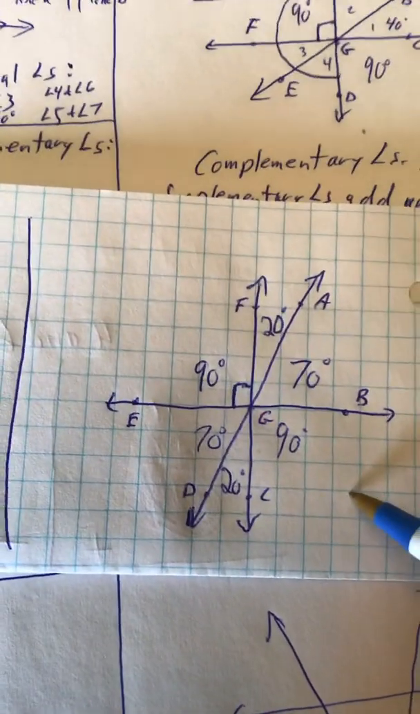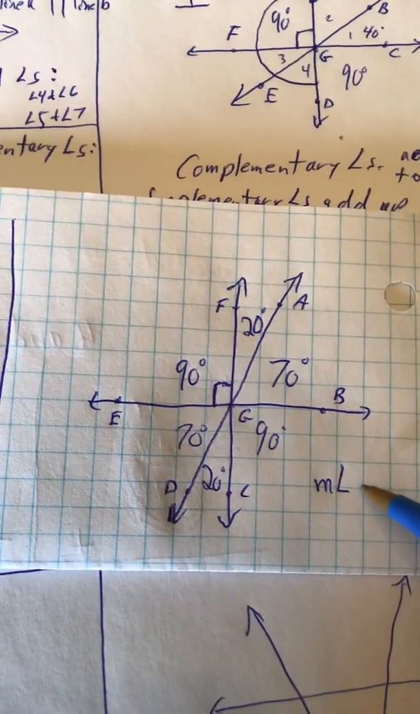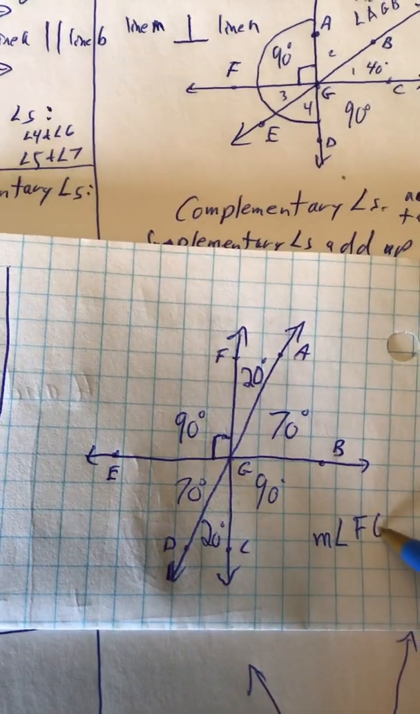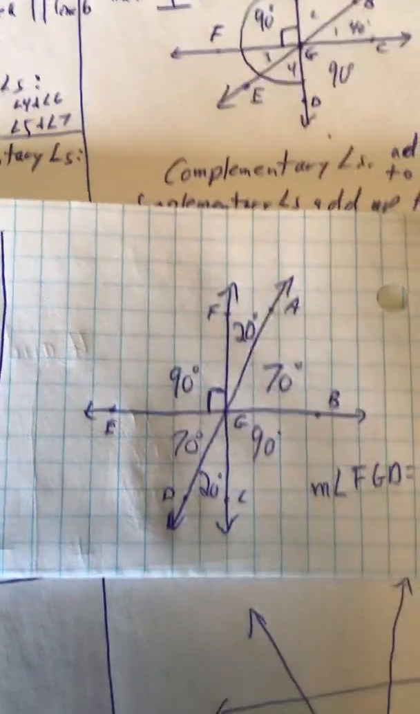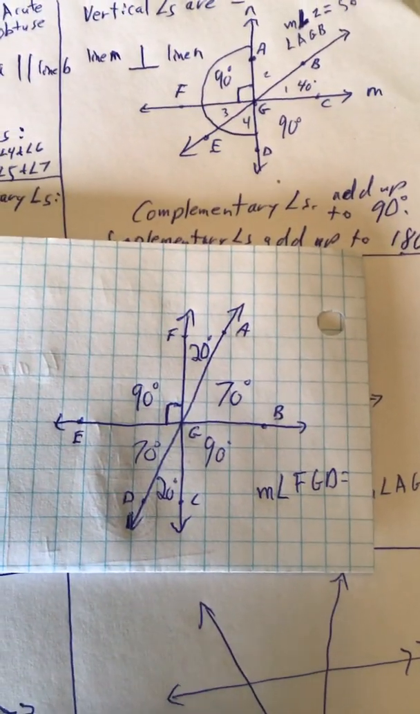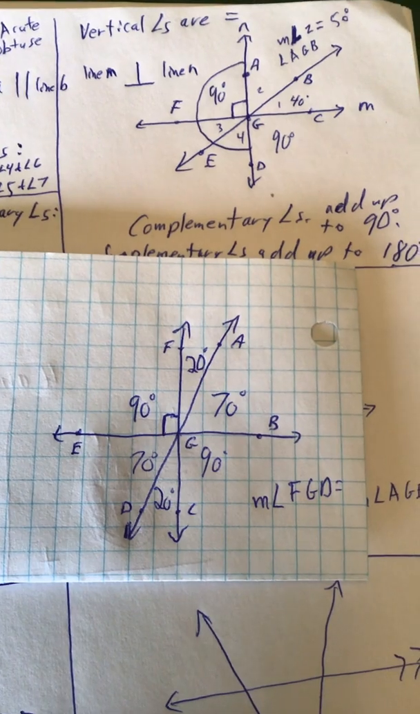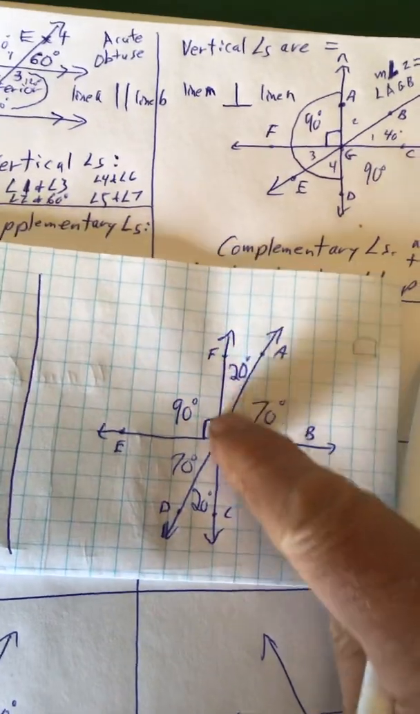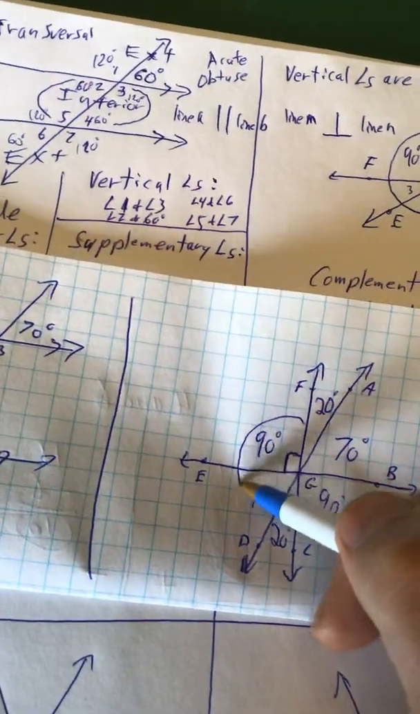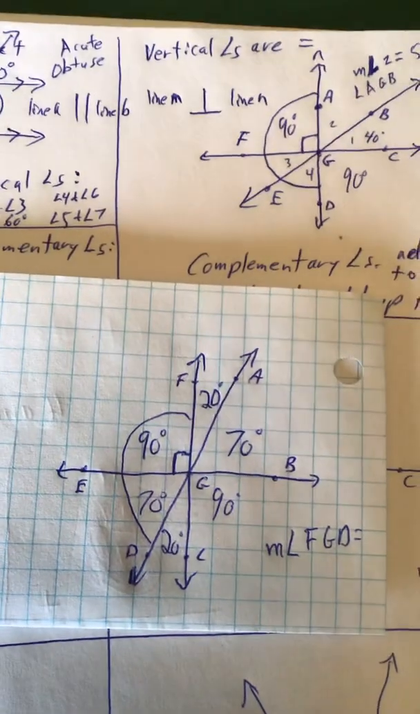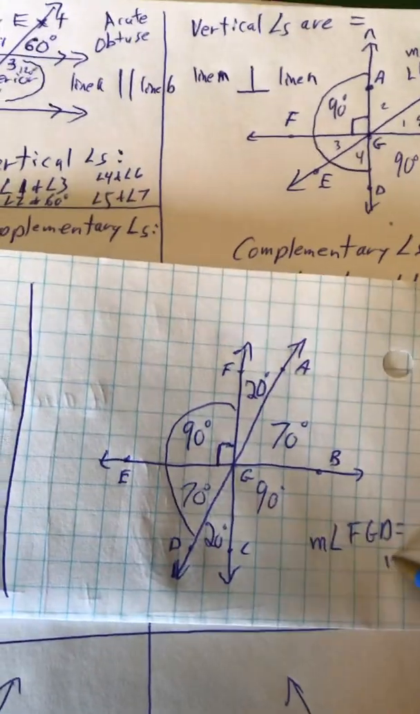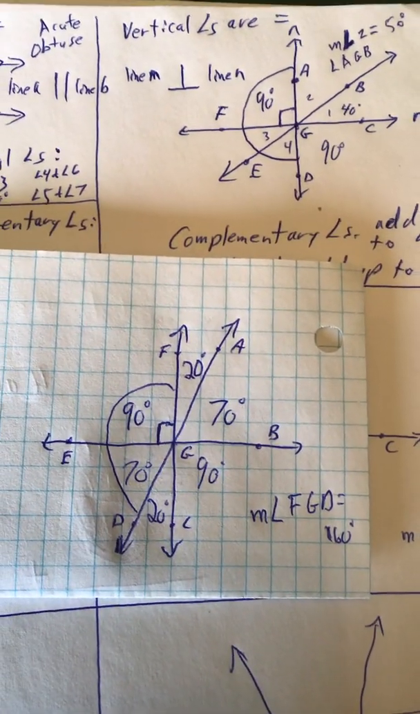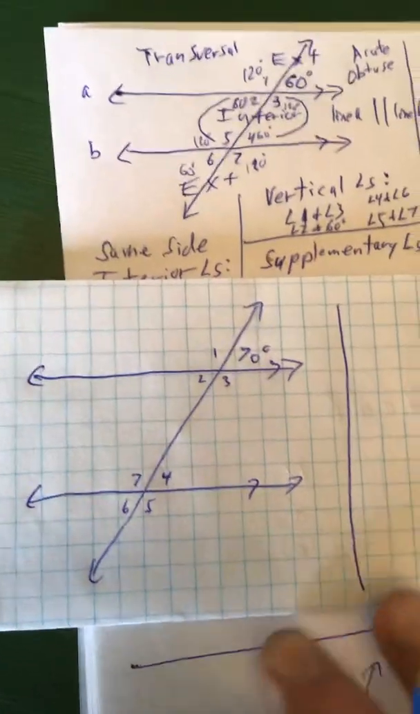So here, last question here. What's the measure of angle FGD? Can you find the measure of angle FGD? Just trace it with your finger, FGD. Here's FGD, and you can put an arc there. It's this angle I'm talking about. So what's the measure of angle FGD? And that's right, it's going to be 160. Those add up to 160. Right?